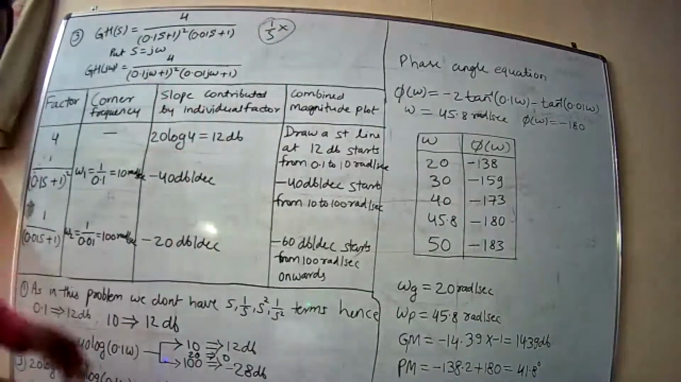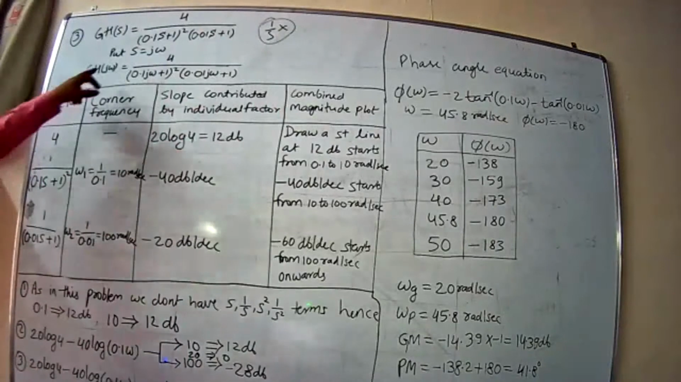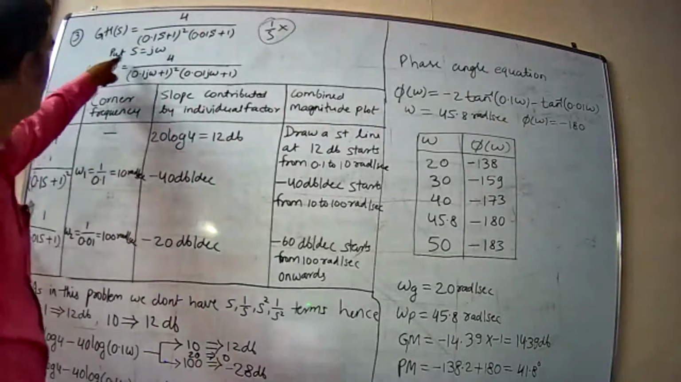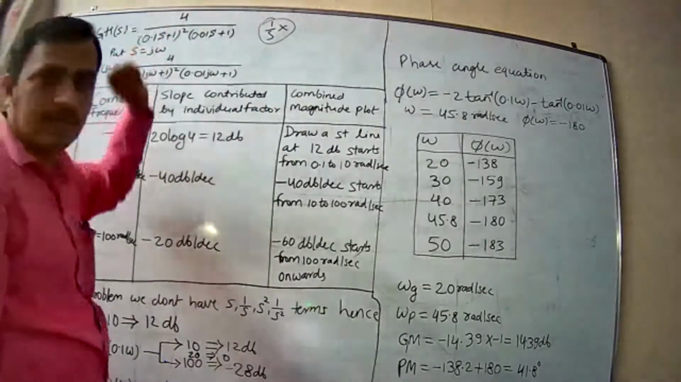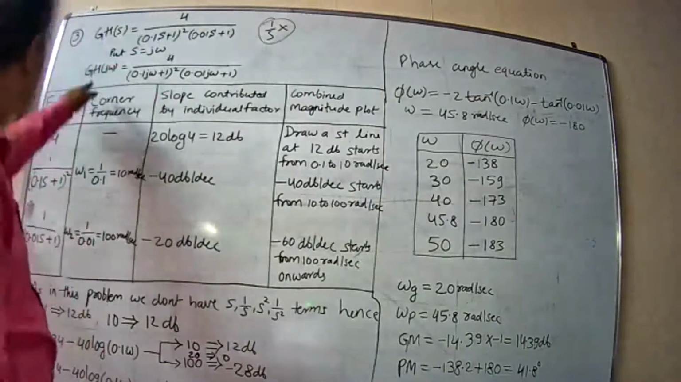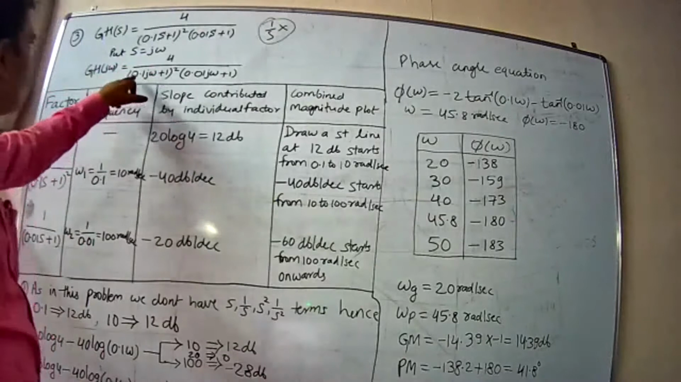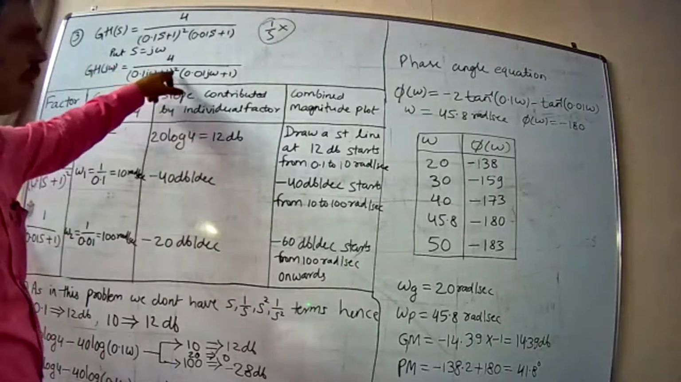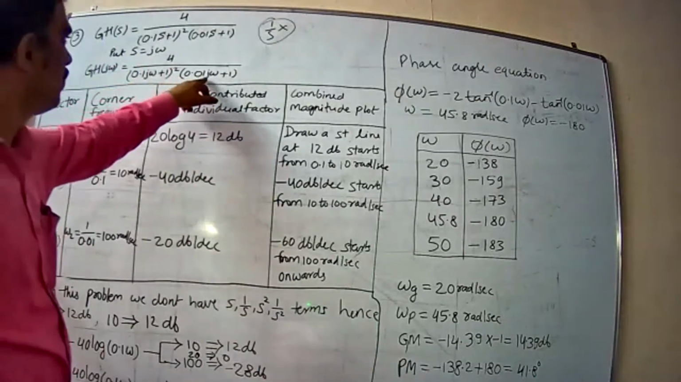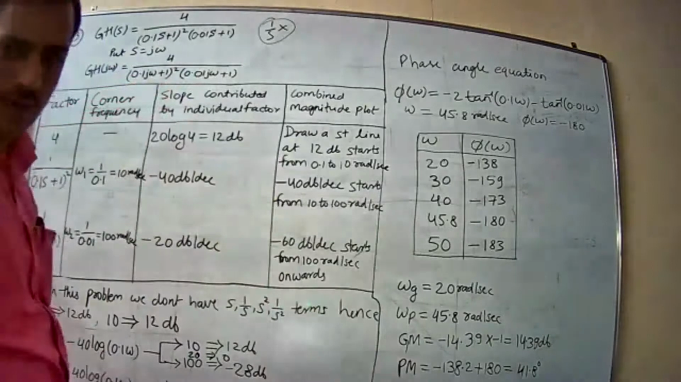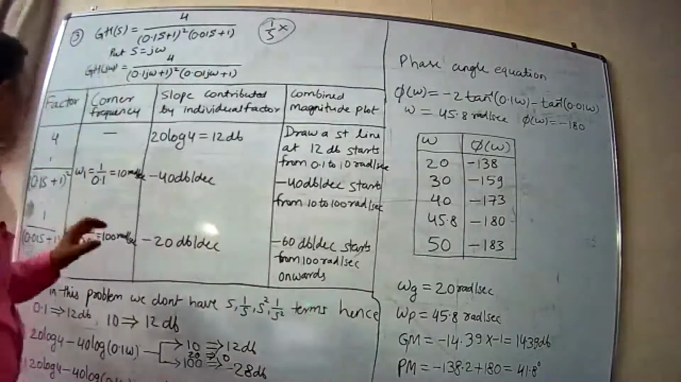For that, what do we have to do? See here, the first thing is again the same. There is no change. Put s equal to j omega in the given open loop transfer function. Then G(j omega)H(j omega) is equal to 4 divided by (0.1 j omega + 1) whole square into (0.01 j omega + 1). This is regarding the first step.